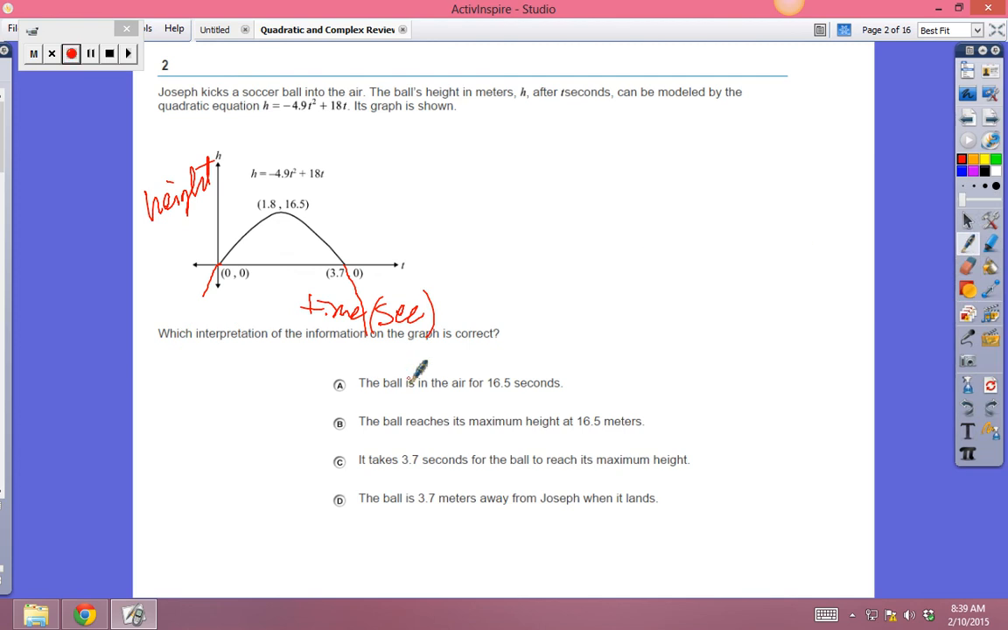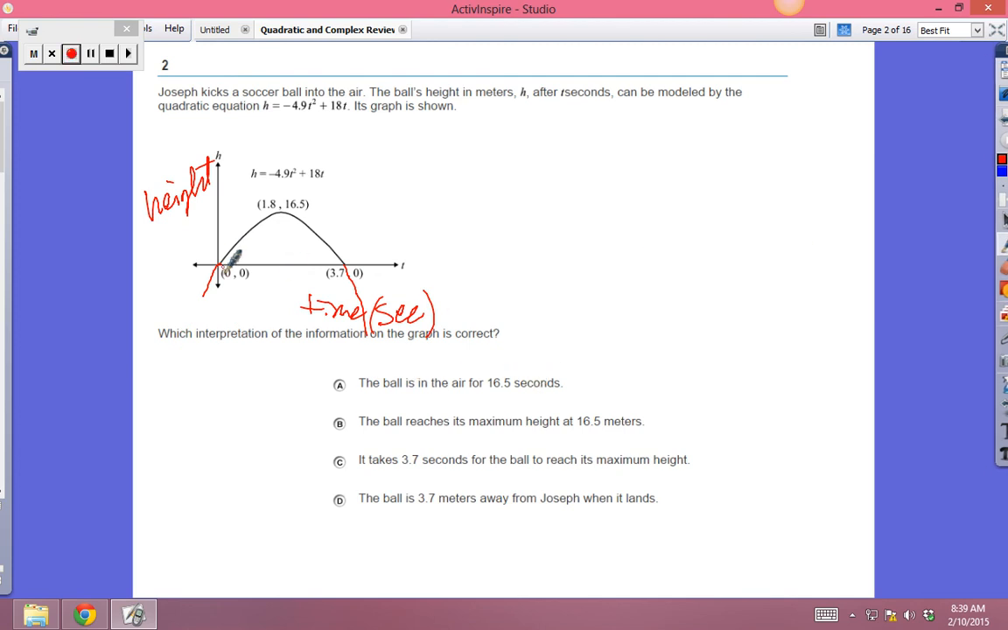A, the ball's in the air for 16.5 seconds, so this is when the ball leaves the ground. It's in the air, in the air, and right here it hits the ground, so it's in the air only for 3.7 seconds. So that's no good. The ball reaches its maximum height at 16.5 meters. Its maximum height is right here, the vertex, which is 16.5, so yeah, that's good. It takes 3.7 seconds for the ball to reach its maximum height. It reaches its maximum height exactly at the halfway mark, so 1.8 seconds.